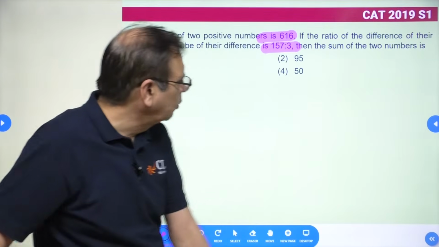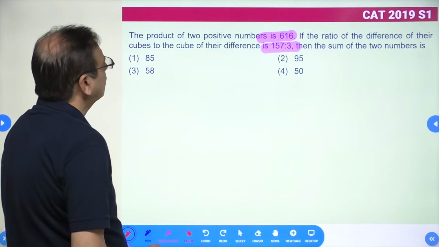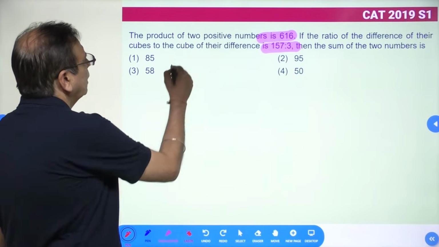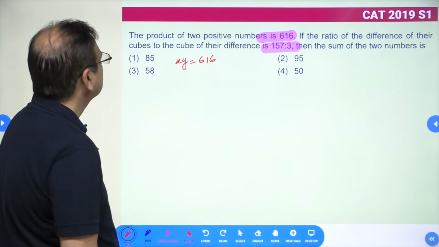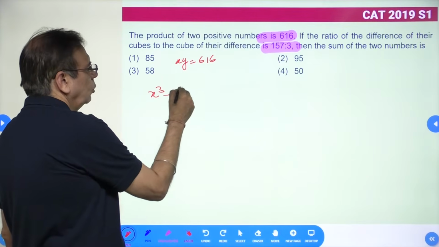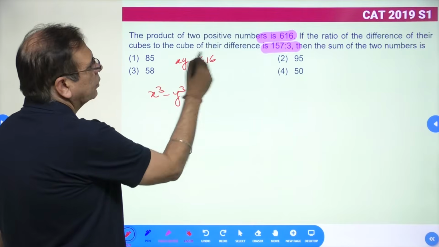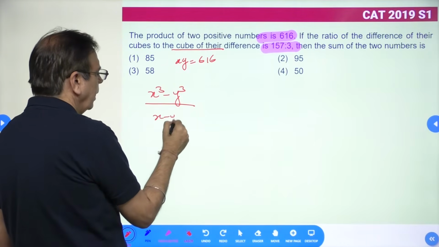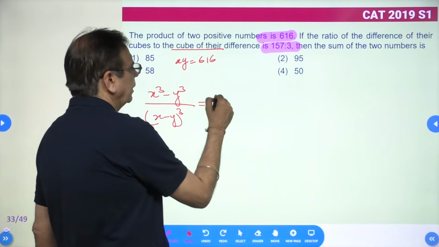Okay, let me explain why. What does it say? The product of two numbers is 616. So x into y is equal to 616. The ratio of the difference of the cubes, x cube minus y cube, to the cube of their difference, and what is the difference? x minus y. This is equal to 157/3.